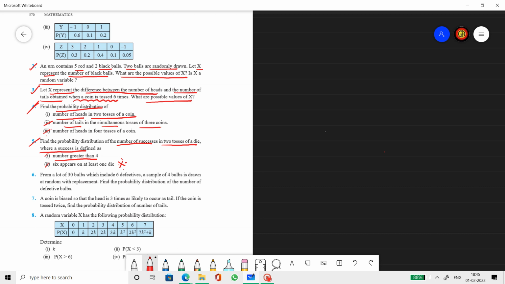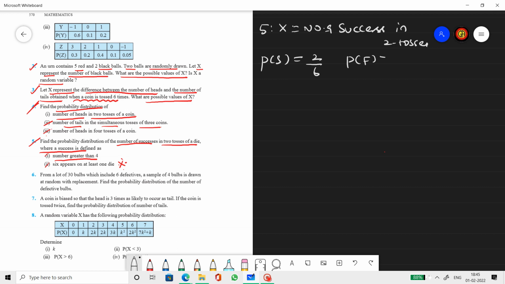So, X indicates the number of successes in 2 tosses. So what is success? Getting a number greater than 4 in a single throw of a die. So that means a 5 or a 6. So if I get 5 or 6, then I consider that I won the game. So 2 out of 6 chances. Then what is failure? 4 out of 6. So success is 1 by 3 and failure is 2 by 3.